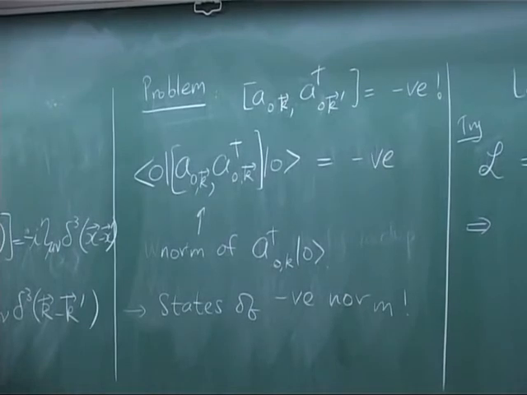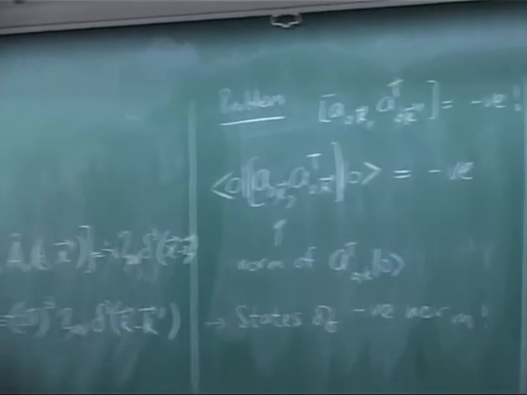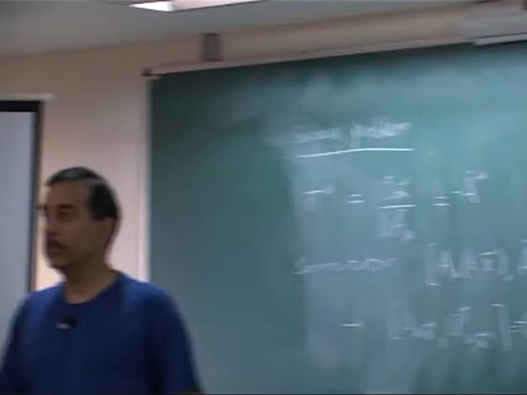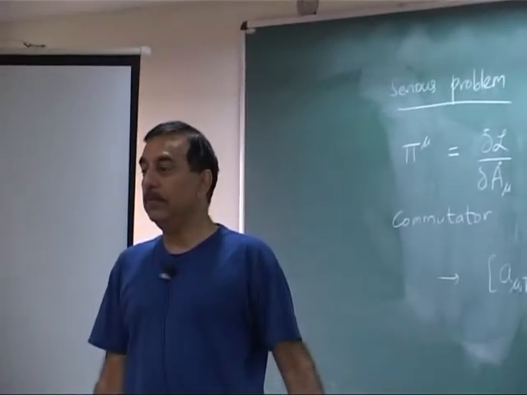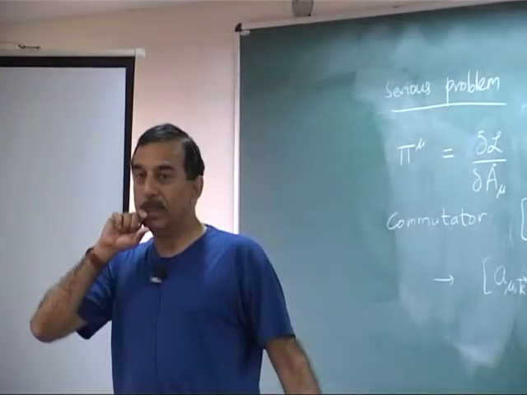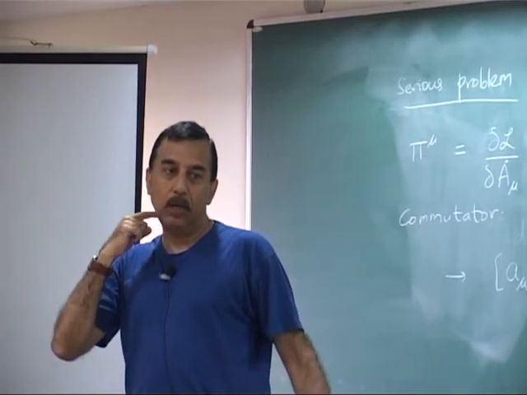Yes? If you have a negative sign in the commutator, wouldn't the behavior of A dagger change? In other words, A dagger is actually a destruction operator? No. And A may be a creation operator? Not really.